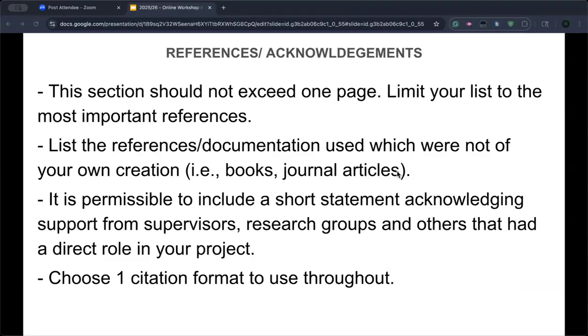And you should have one citation format to use throughout, like MLA format or APA format, some format like that. But you should be consistent with the format you're using. And the font size still applies to this.